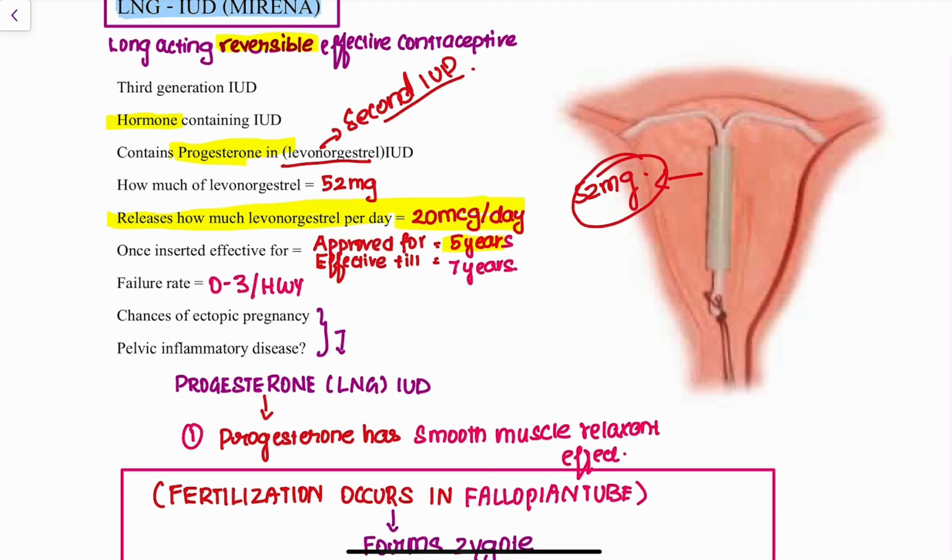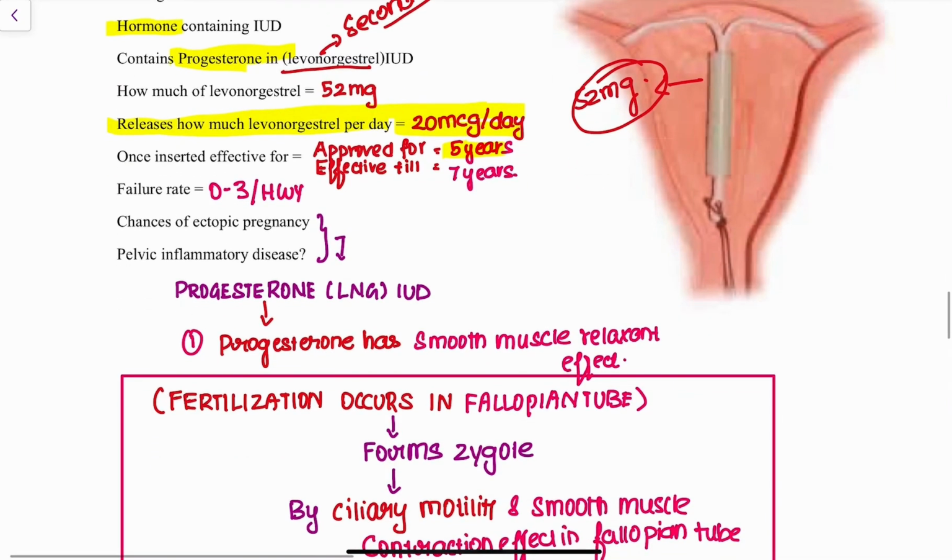Coming to the failure rate of this IUD: the failure rate is only about 0 to 3 per 100 women years. So out of 100 women who have used this device as a longer acting contraceptive, only 0 to 3 women have conceived with this method. So the failure rate is also very low with proper usage of this intrauterine device, right? Fine.